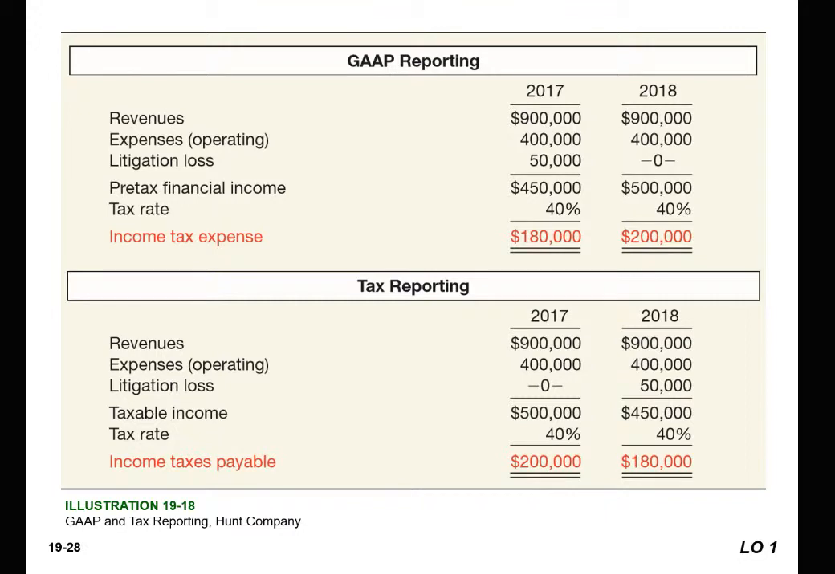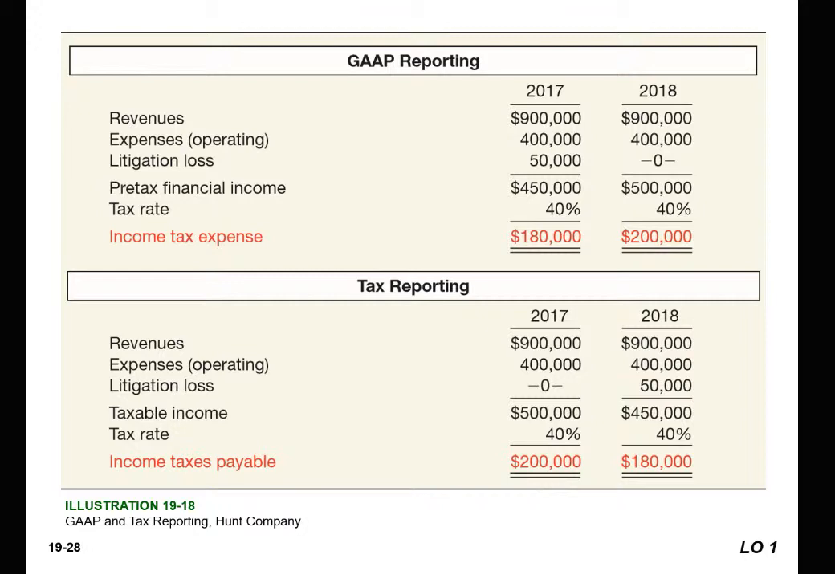GAAP says we'll have $180,000 in 2018 of income tax expense. However, because we can't take that litigation loss yet, tax reporting says that we would have income tax payable $200,000. Now in 2018, GAAP says we would have $200,000 in income tax expenses. But because we will remit the $50,000 in 2018, tax reporting says we would have $180,000 in income taxes payable.